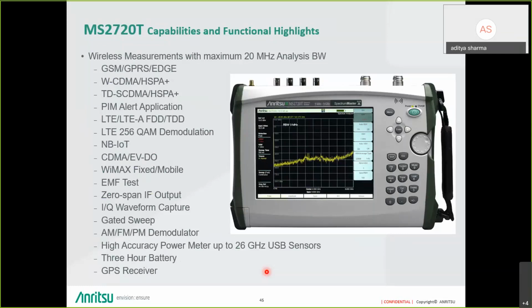And there is no limitation on the bandwidth, so you can use any USB-based power sensor with this particular instrument, and it goes up to 26 gigahertz. It has 3-hour battery life, already talked about. GPS receiver is already there in this particular model.